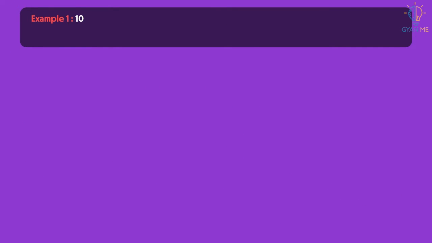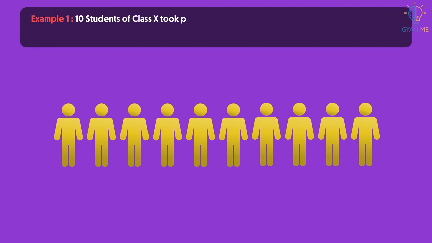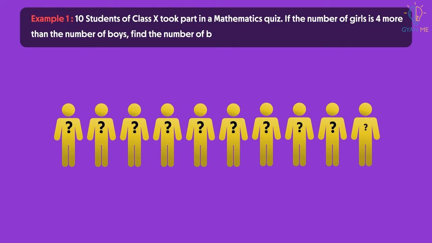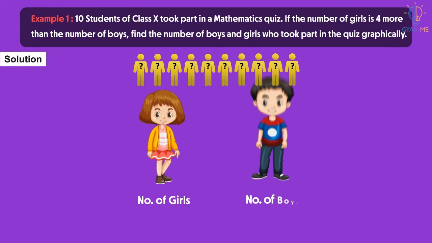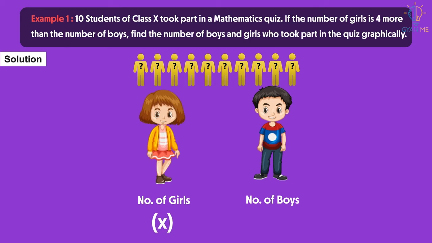Let us understand this method with the help of one example. 10 students of class 10 took part in a mathematics quiz. If the number of girls is 4 more than the number of boys, find the number of boys and girls who took part in the quiz using the graphical method. Students, here we are asked to find out the number of girls and boys. So let us assume their numbers as variables. Say the number of girls in class 10 taking part in the mathematics quiz be x and the number of boys be y.